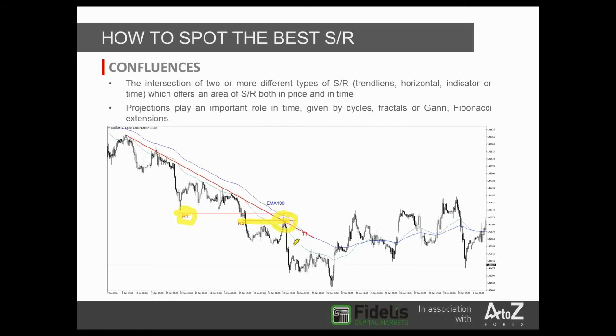This is also what you need to look for. This is a strong area of resistance here. This is what you need to look for. If you're using averages and horizontal supports and resistances and the trend line, there you go. From time to time you can find a very strong area where a short setup or a long setup can be formed.